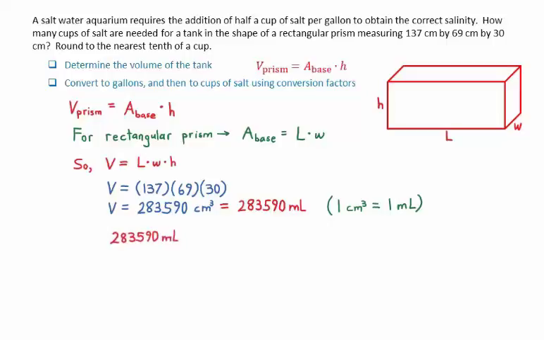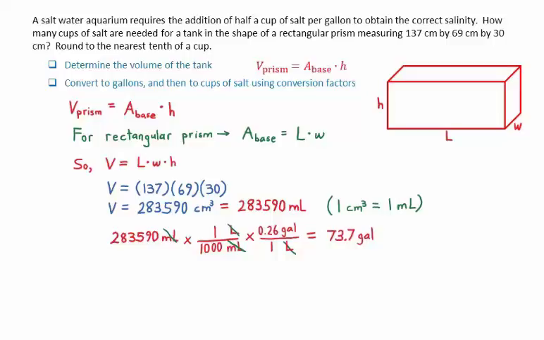We then have to convert this into gallons. Starting out with our result in milliliters, we use a conversion factor to first convert to liters, 1,000 milliliters per liter. We then convert from liters to gallons. Each liter is approximately 0.26 gallons. This gives a result of 73.7 gallons.